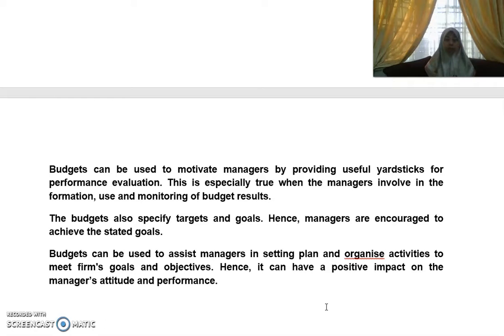Okay, because with these budgets, the managers are involved in planning and organizing the activities. So when they are involved in that, they want to achieve it, and they are involved in looking at the firm's goals and objectives. Therefore, it can have a positive impact. Okay, so those are the things that you need to know in the preparation of the cash budget. Basically, a cash budget is very simple, very straightforward. You just follow the questions.